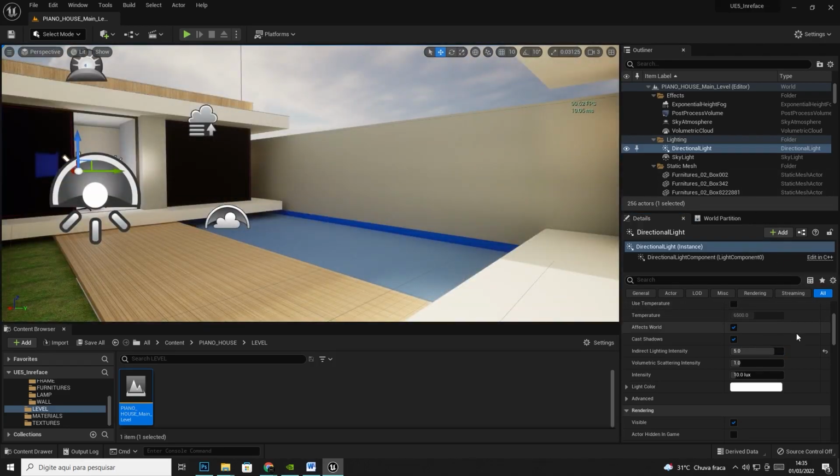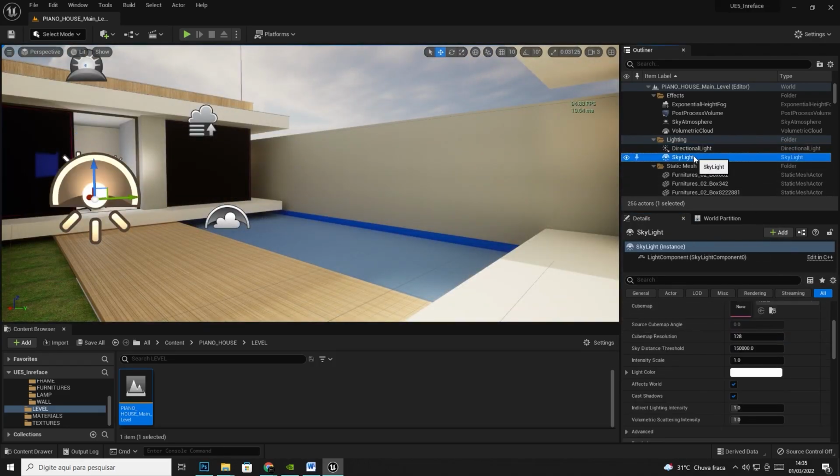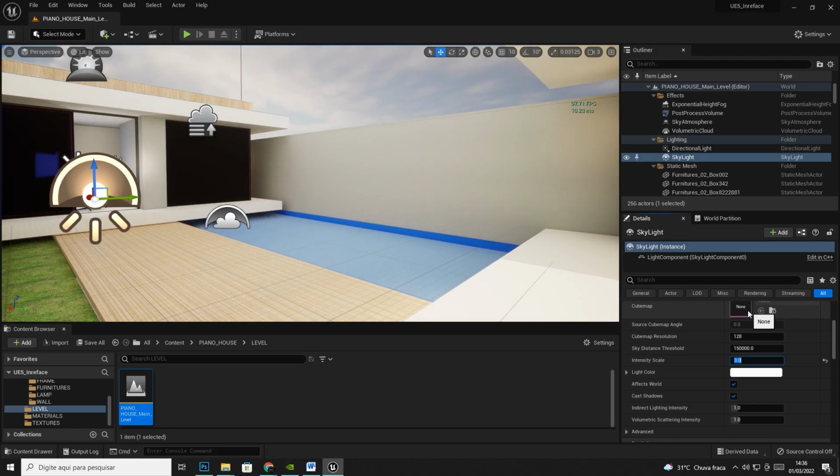Meanwhile, okay, let's try to adjust our skylight. In skylight, we also have indirect light. However, it doesn't affect, different from the direct light, that we can adjust the intensity of the direct light. Basically, we're adjusting the intensity of the light. Okay, so the intensity of the sky.